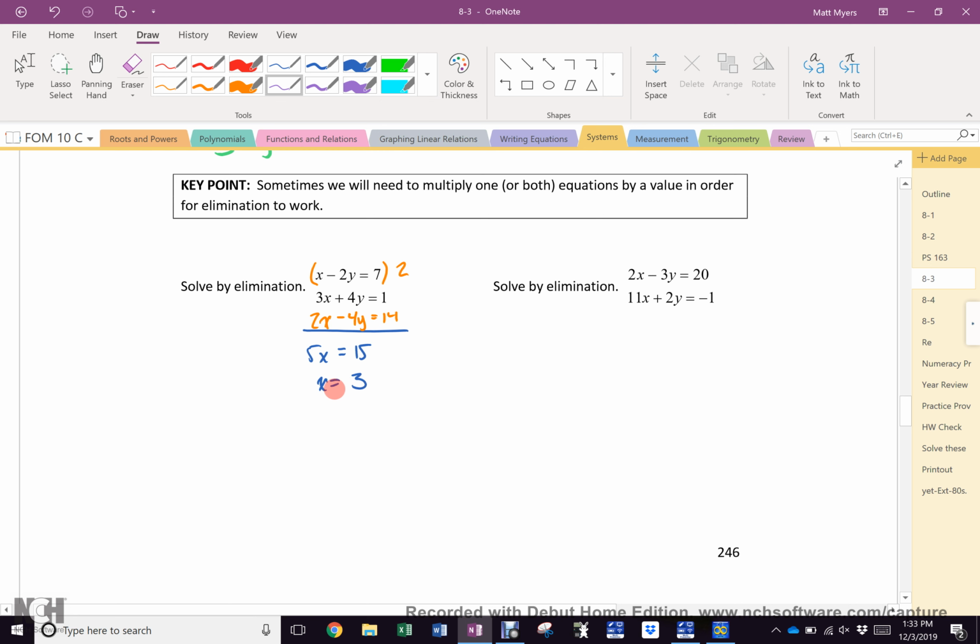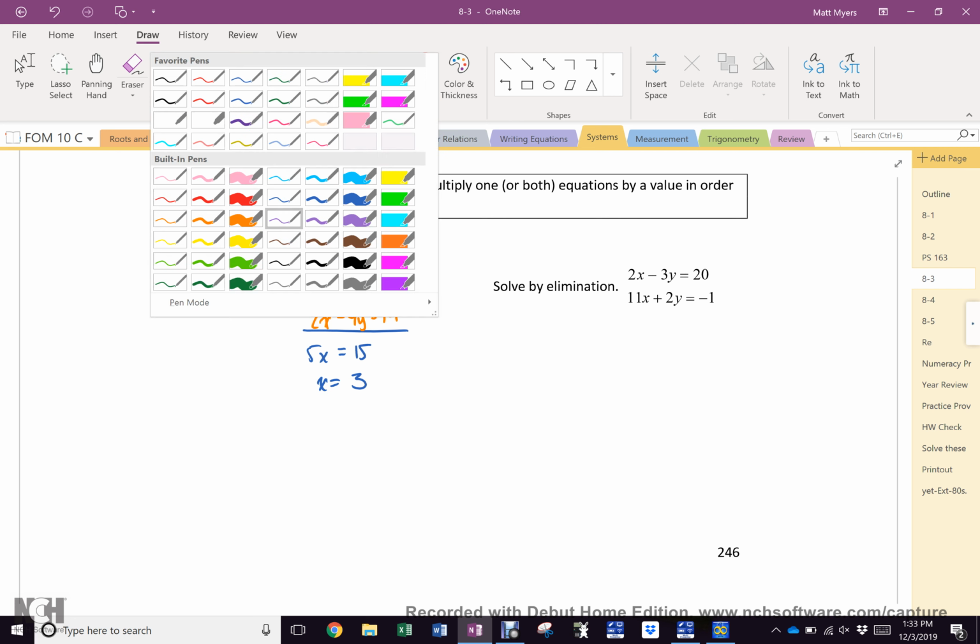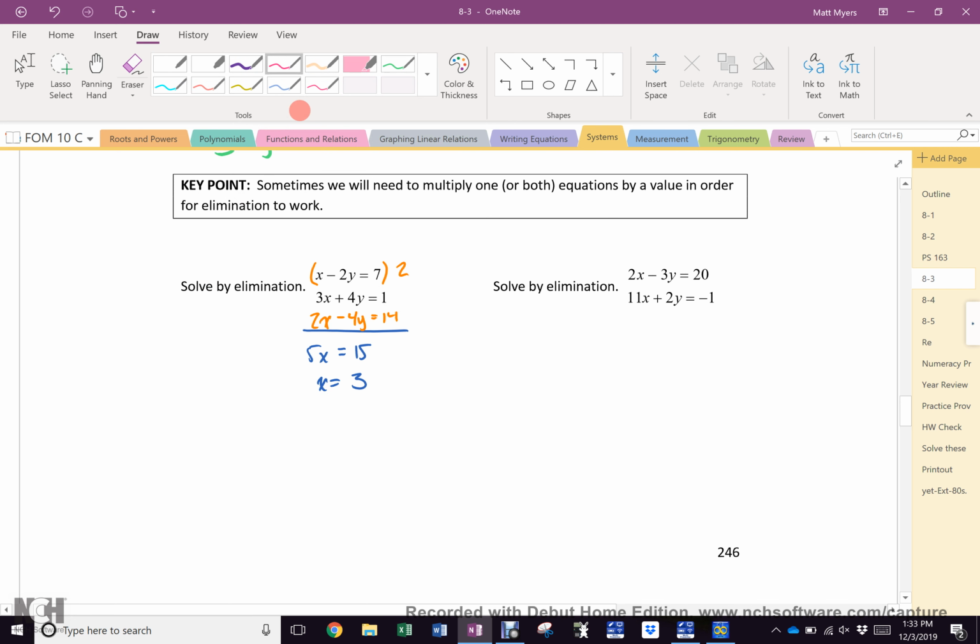Now, what can I do with that? I can put it back where? Does it have to be the first equation? Where can I put it? Anywhere I see an x. So for me, I would have to go to the second equation. All right. So 3 minus 2y equals 7.